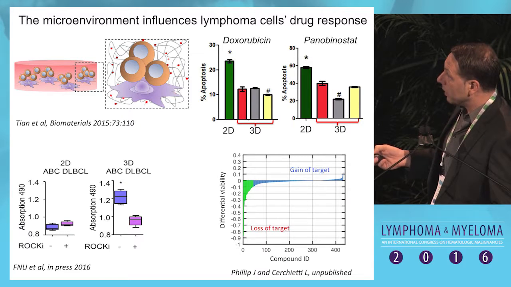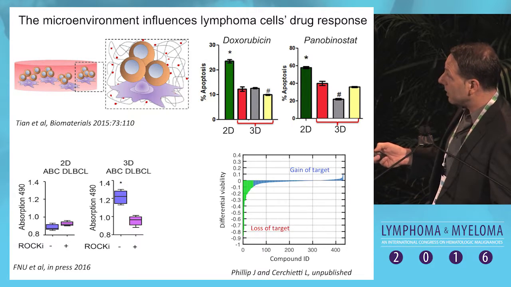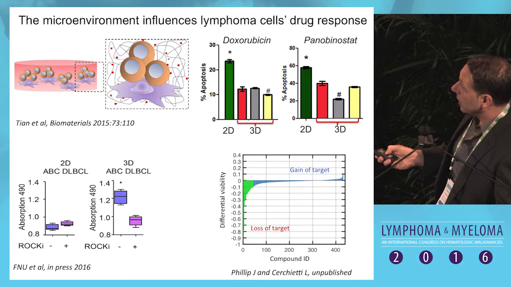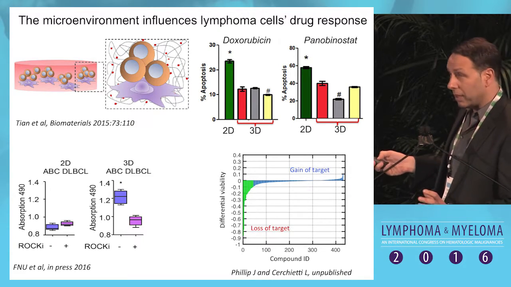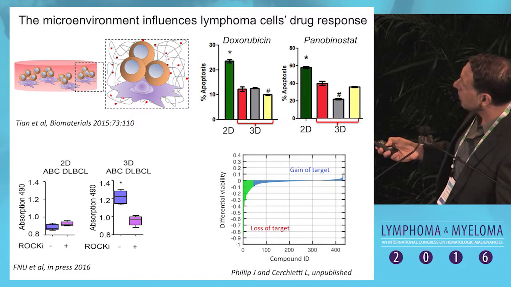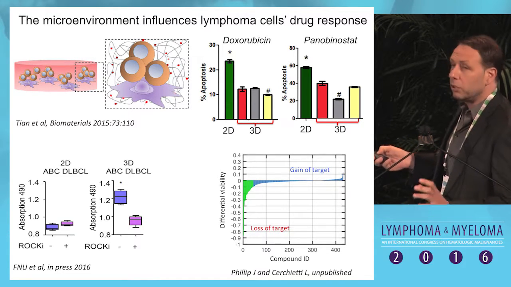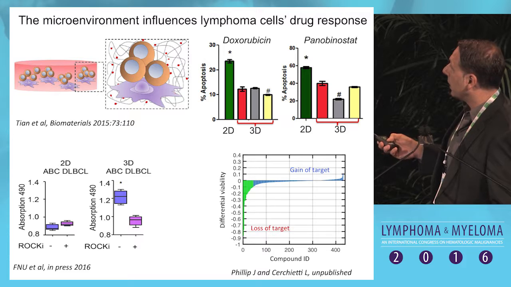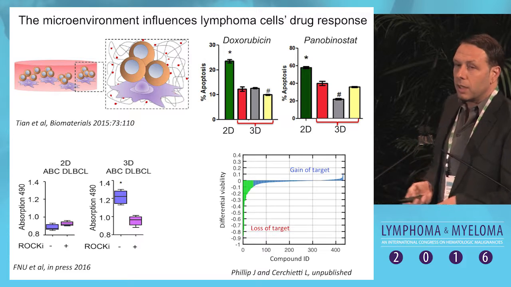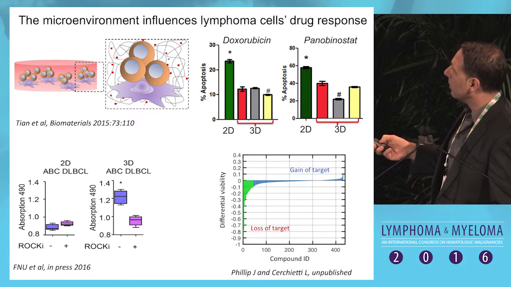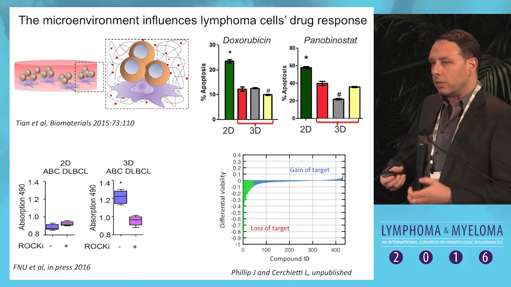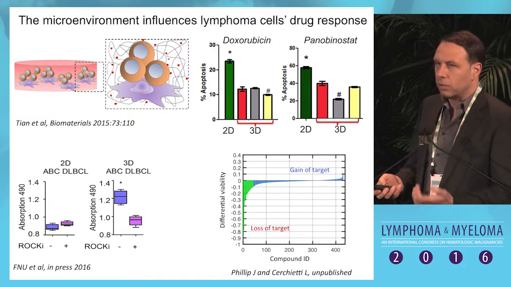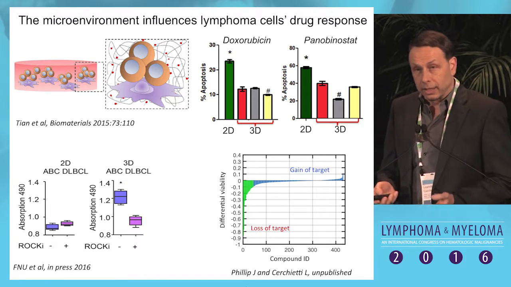And the same happens when you put, for example, these ABC DLBCLs, which in the 2D system don't have a target for a ROCK inhibitor, for example. But in fact, when you put them in 3D, this becomes a new target. So if you do this with several compounds, there are more than 400 compounds, and you compare 2D versus 3D culture, the microenvironment is adding or taking out several targets.